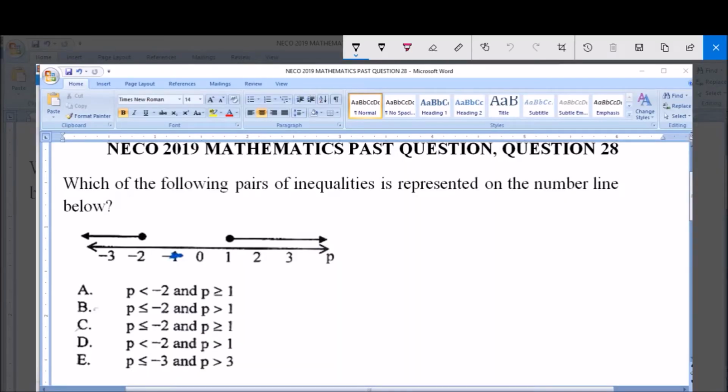Today we're going to be dealing with NECO 2019 Mathematics Past Question, question 28. Which of the following pairs of inequalities is represented on the number line below? Now, this is the number line, and we have two sets of inequalities on this number line.